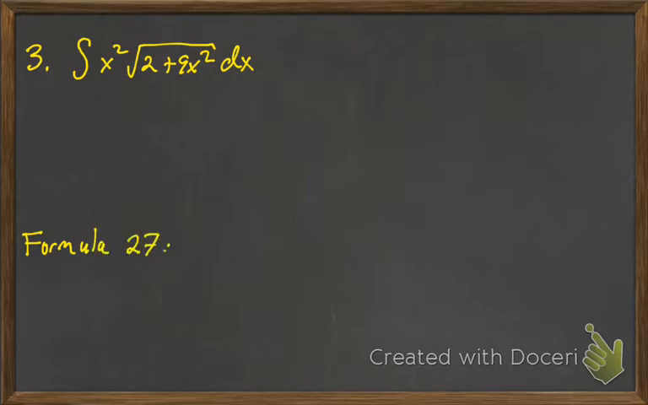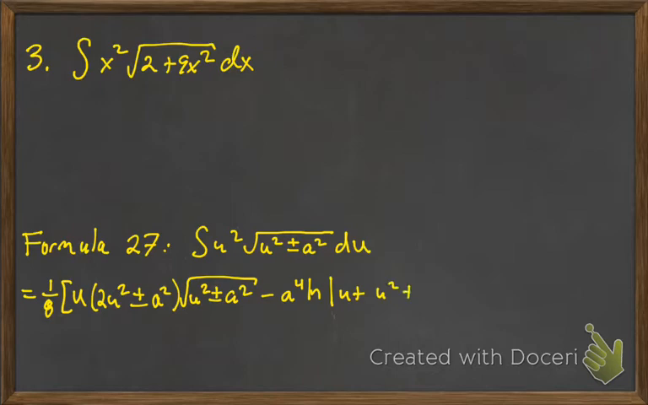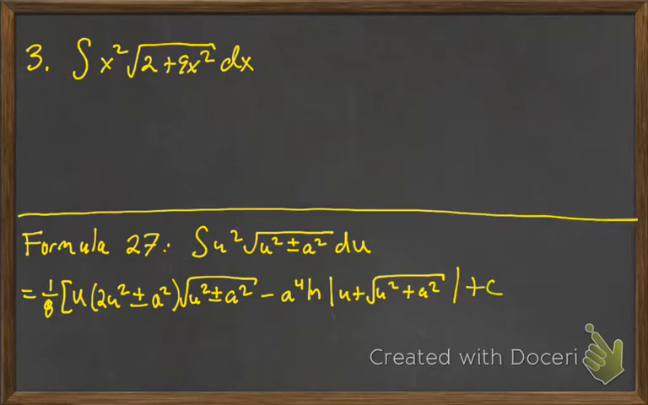Specifically I'm going to look at formula 27, which says the integral of u squared times the square root of u squared plus or minus a squared du, which more or less looks like that. That's going to be equal to 1 over 8 u times quantity 2u squared plus or minus a squared times the square root of u squared plus or minus a squared, minus a to the 4th natural log absolute value of u plus the square root of u squared plus a squared, plus c. Isn't that just a wonderful integral? I think there's supposed to be a bracket here. Quite a mess, so we want to try to get it to fit the form there.